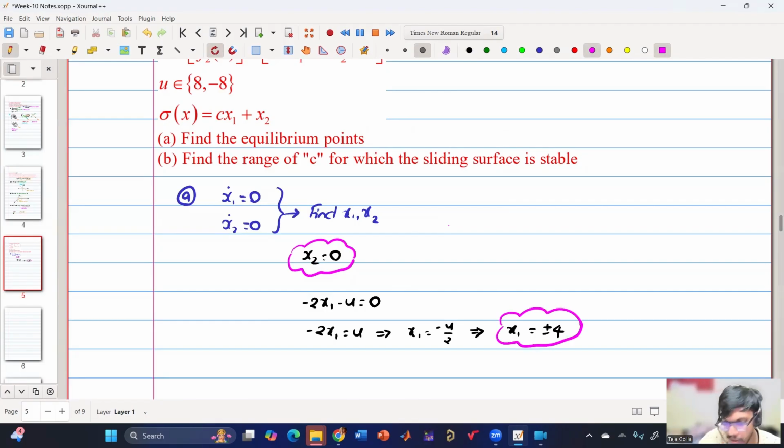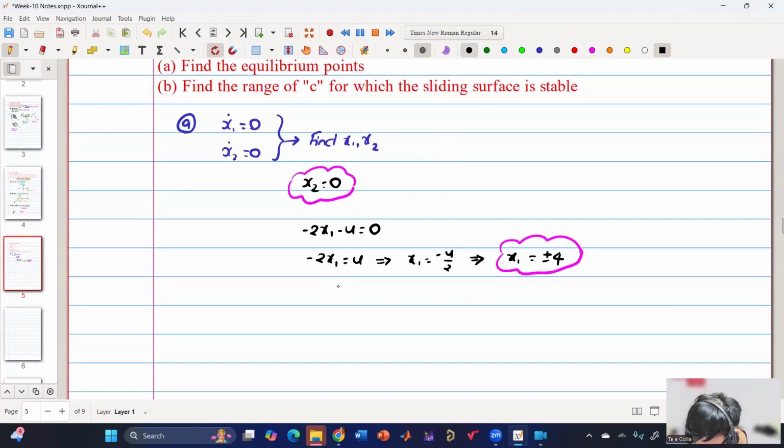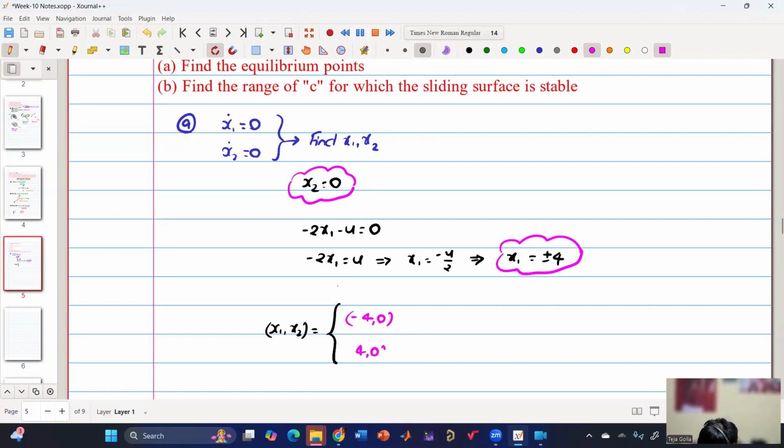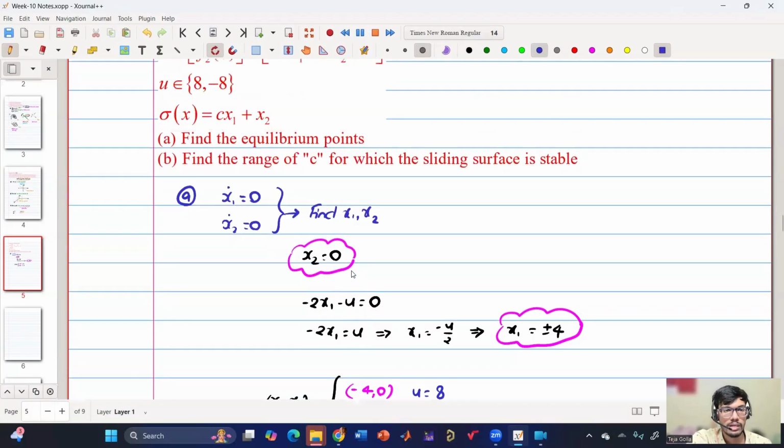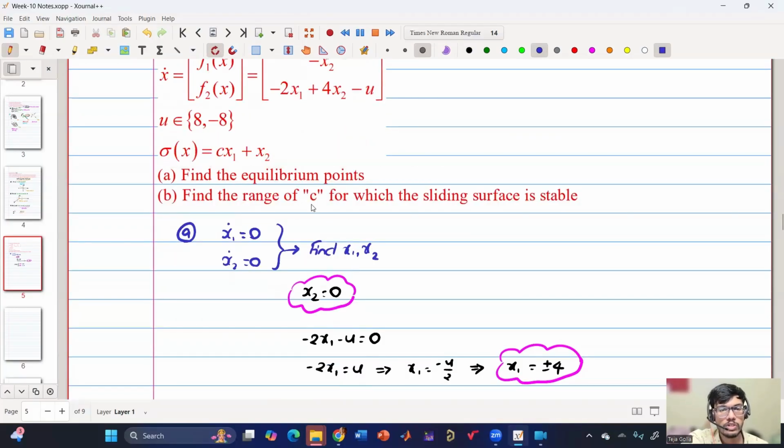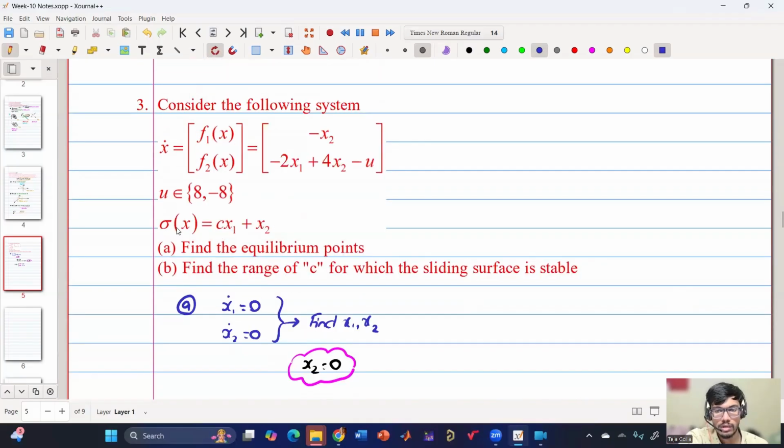So now I have two equilibrium points. So I can say my x1 comma x2 has two values. If u is positive, then I am getting minus 4 comma 0, else I am getting 4 comma 0. So this is when u is 8 and this is when u is equal to minus 8. So this is how we calculate the equilibrium points. So once we calculate the equilibrium points, then I am asking the range of C for which the sliding surface is stable. So the sliding surface, because now the trajectory is moving on the sliding surface, right?